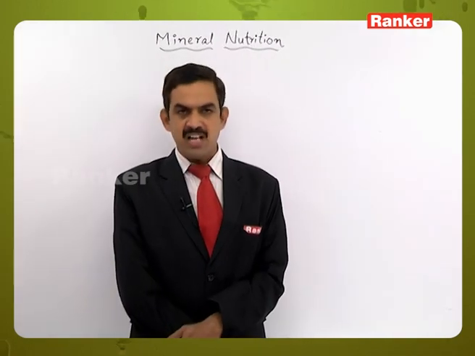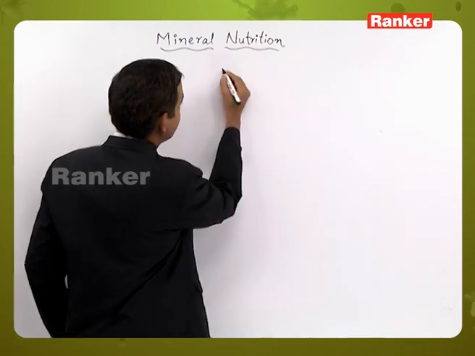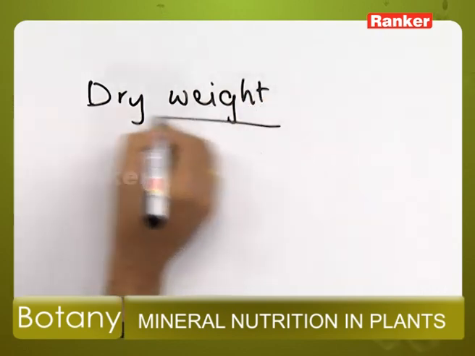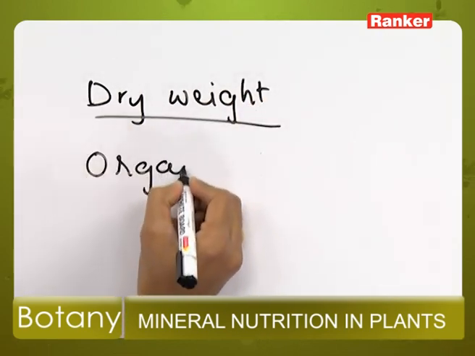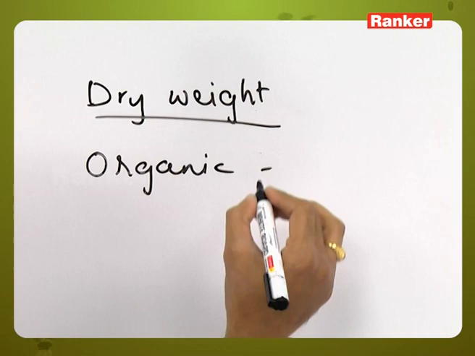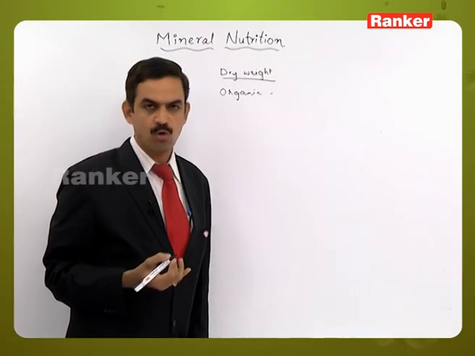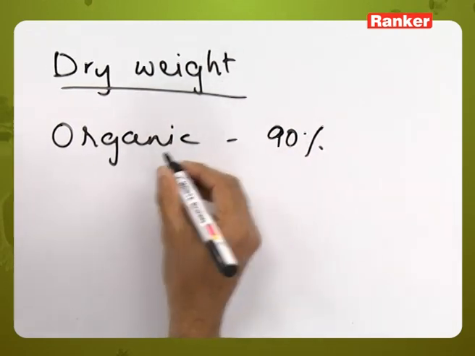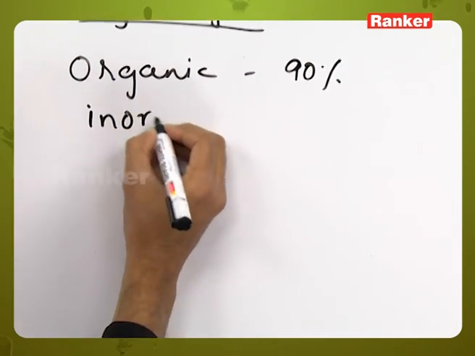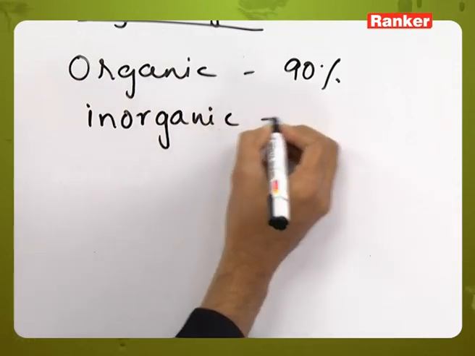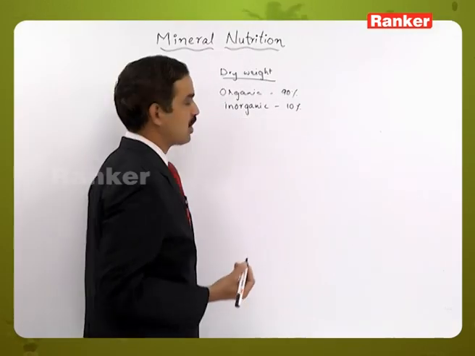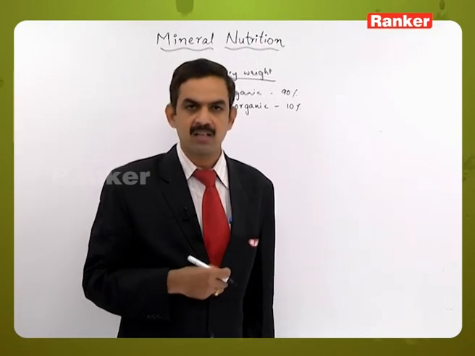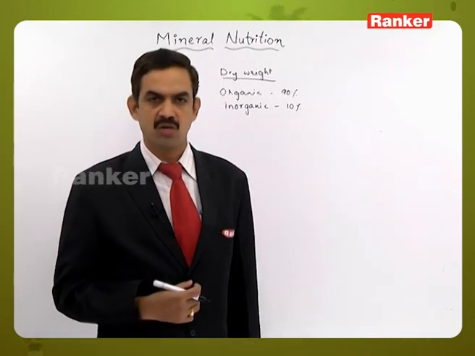Okay, when we take the dry weight of the plant body, we said that it contains both organic and inorganic compounds. If we consider the total dry weight as 100%, 90% is occupied by the organic compounds and the remaining 10% is occupied by the inorganic compounds. That means organic compounds occupy the major weight in the dry weight of the plant body.